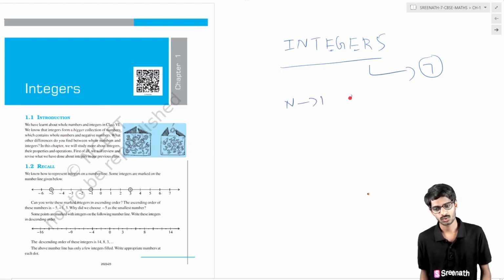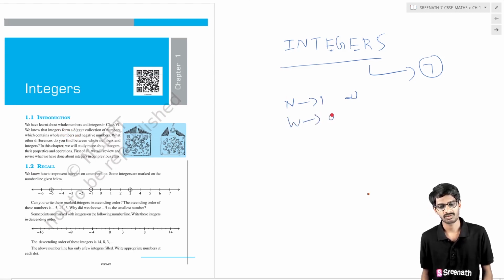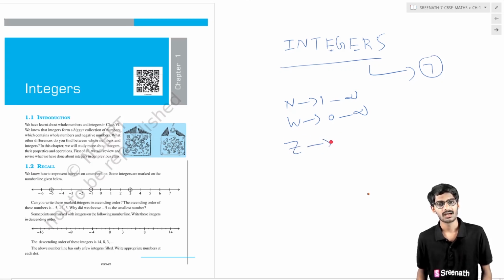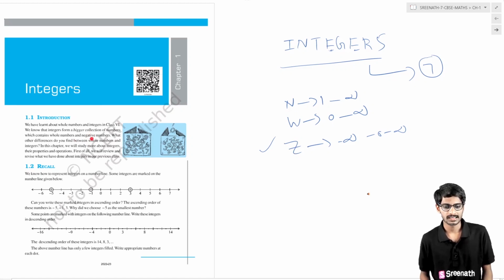which start from 1 and go to infinity, and the whole numbers which start from 0 and go on to infinity. We have learnt about whole numbers and integers in class 6. We represent integers by Z. Integers go from negative infinity to 0 and 0 to positive infinity. We have learned about integers in the previous class, which means what integers are. That is all in the first topic.